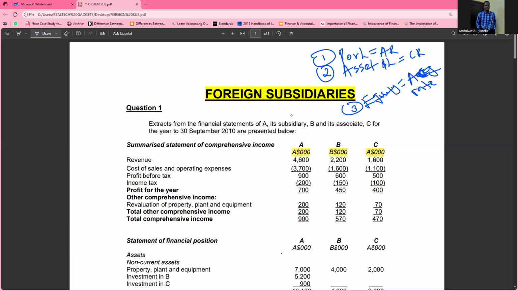But be careful about the equity, especially when you have, for example, a revaluation reserve. If you have a revaluation reserve, or sometimes they'll call it other comprehensive income or other component, you need to be careful. You need to check the date.